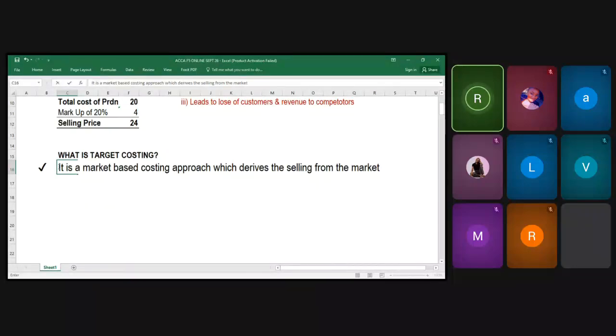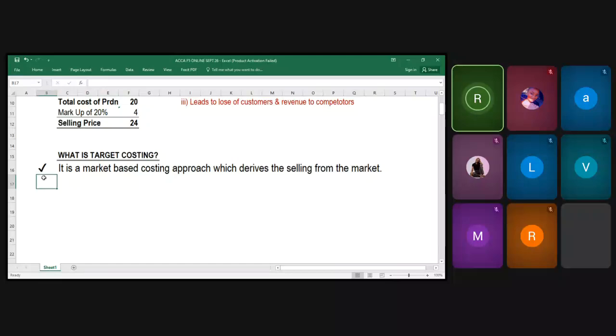The first thing that you have to understand is that we do not have influence over pricing. That's number one. The price is determined by the customers themselves. So we assume that the customers know the price that they're willing to pay for the product. What should we do? We should go to the market, understand what price customers are willing to pay, and that price becomes our selling price for the product that we want to push to the market. So that is target costing.